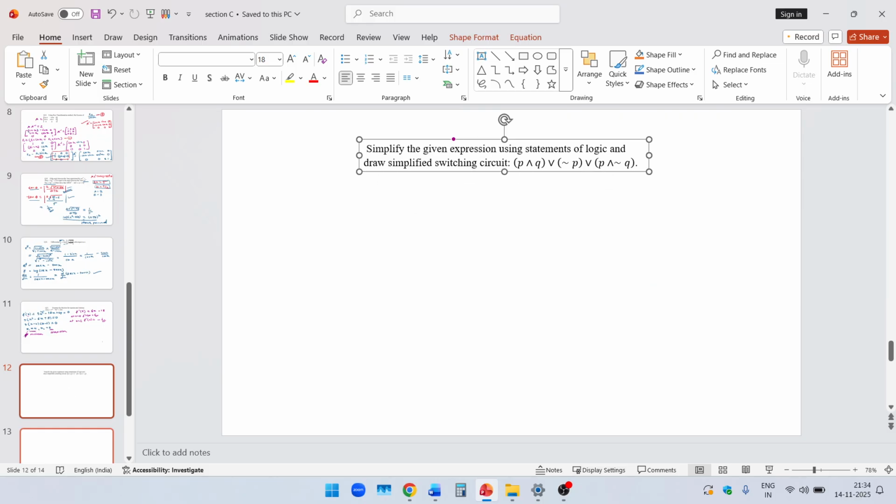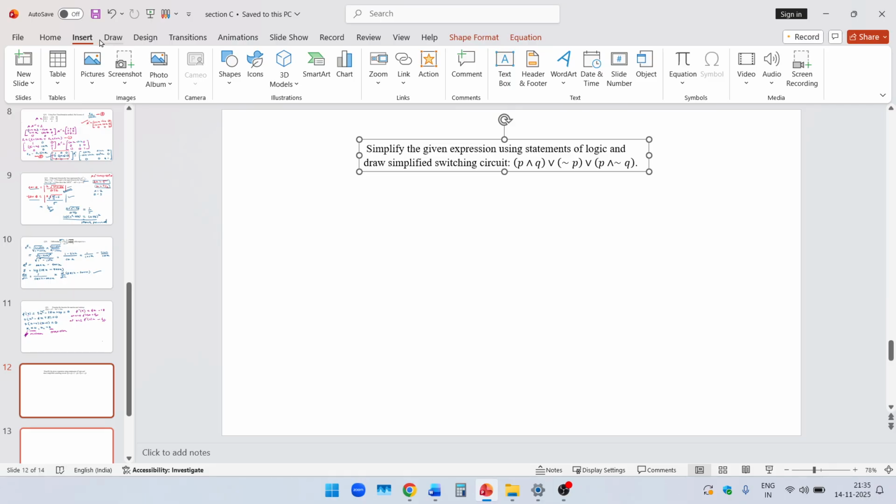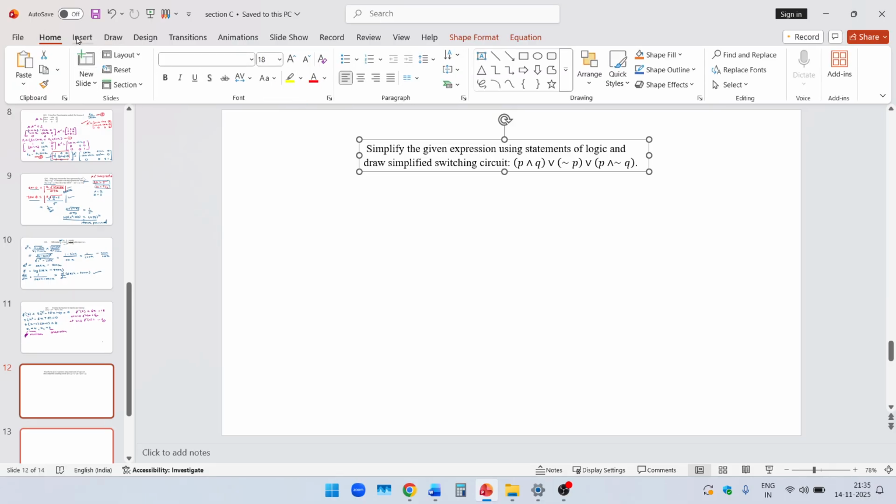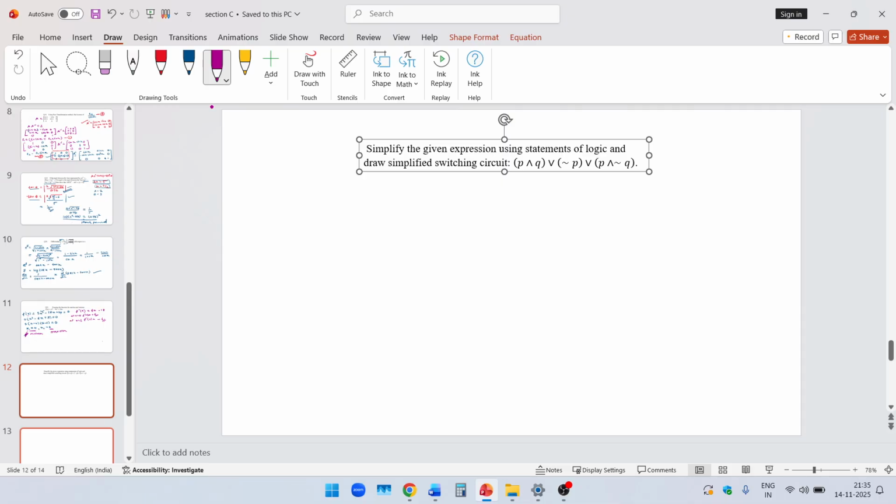Okay, simplify the given expression using statements of logic and draw the simplified switching circuit. All right, for this, it's a very simple question. First of all, I don't know why many of you have written the answer incorrectly. Can you see this second term? Many students have used De Morgan's law over here. I don't know why you have to do this.